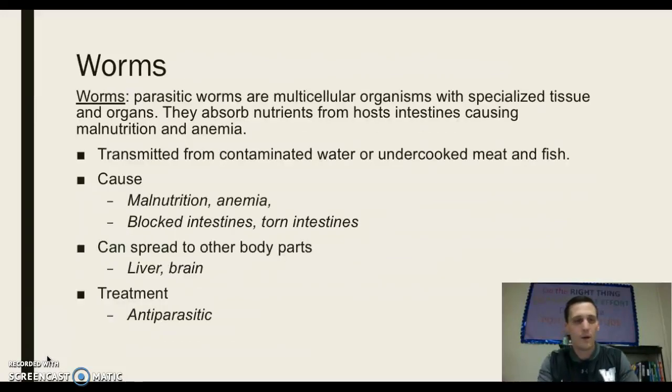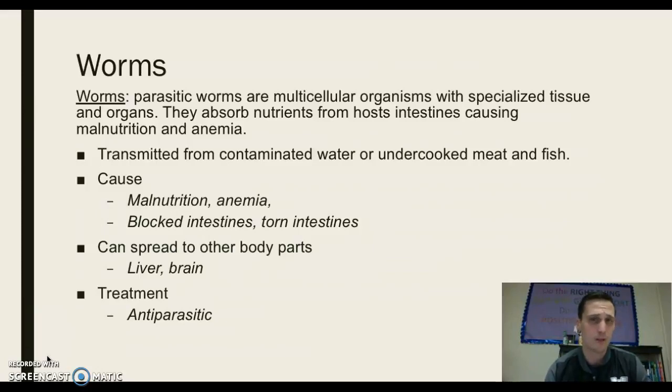Parasitic worms are multicellular, whereas the protozoa are usually single-celled. Parasitic worms are multicellular organisms with specialized tissue and organs. These are going to absorb nutrients from a host. All right, so they're going to get into the intestines and absorb the nutrients away from the host, causing them to become malnourished and even causing anemia.